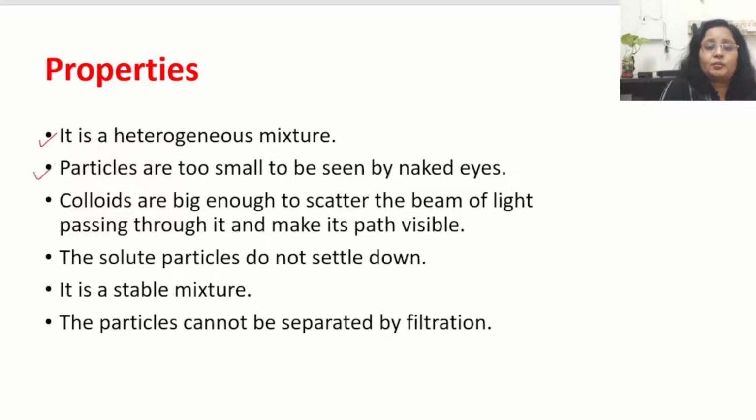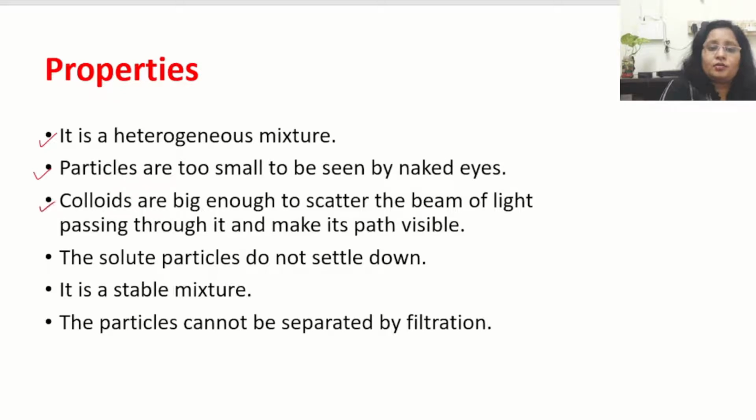The second point is that particles are too small to be seen by the naked eye. Here the particles of the dispersed phase are very small. They are so small that they can't be seen by the naked eye. In the case of suspension, we can easily see the particles by the naked eye, but in the colloid, the particles are not seen. This is the main difference between the suspension and the colloid.